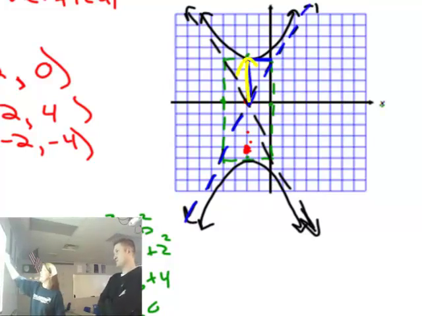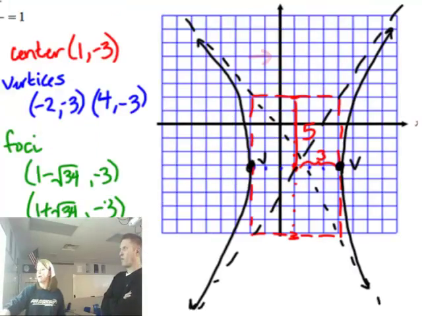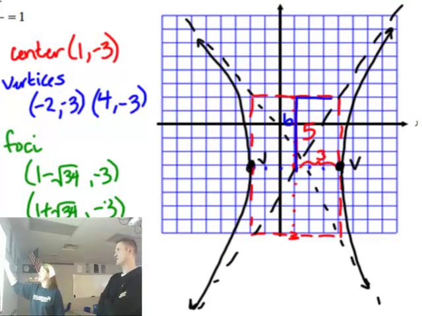So notice the up and down in this direction was the A, and the side to side was the B. Well, there's our slope. Okay, and if we go back for a second on the last picture, the up and down was the B value, and the side to side was the A value. So that's another way to get those asymptotes with that box.